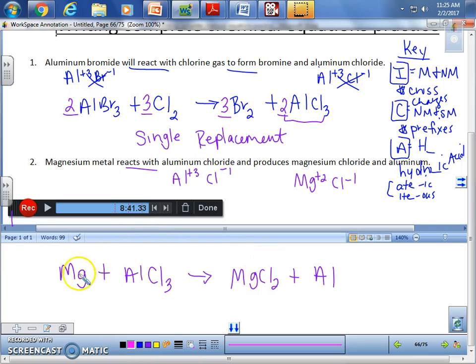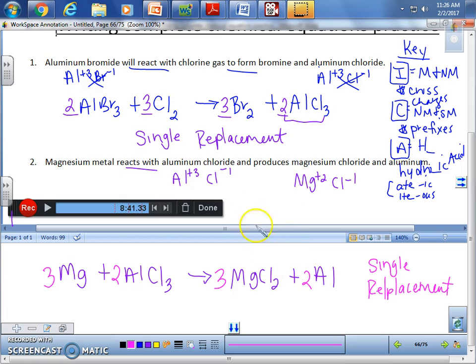Let's balance it. 1 Mg, 1 Mg. 1 Al, 1 Al. Our Cls are wrong. Lowest common denominator is 6. 3 times 2, 2 times 3. That makes us have 2 Als. I'm going to go back through and check. Always go back through and check. 1 Mg, I have 3 Mgs. So I'm going to need a 3 right here. So now it looks like I'm balanced. Single replacement again. I have Mg, my single, with AlCl3, which is my compound, and Mg gets into the compound.